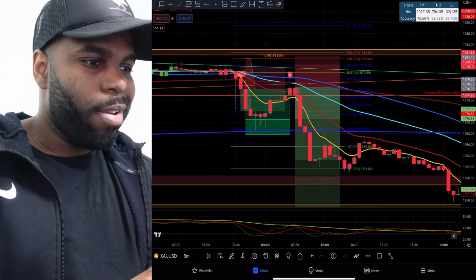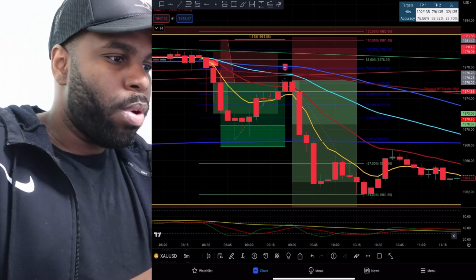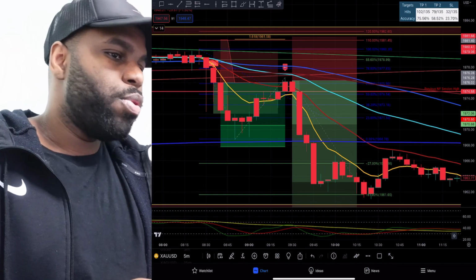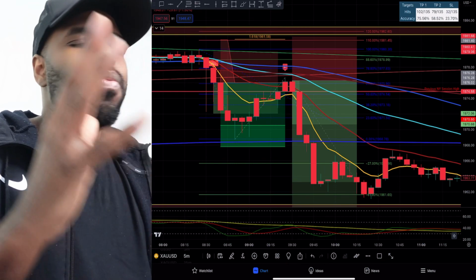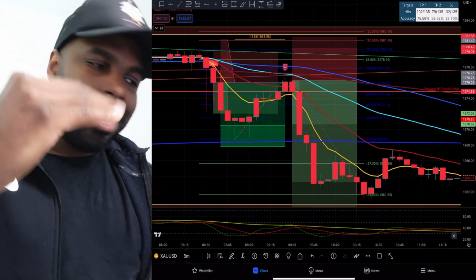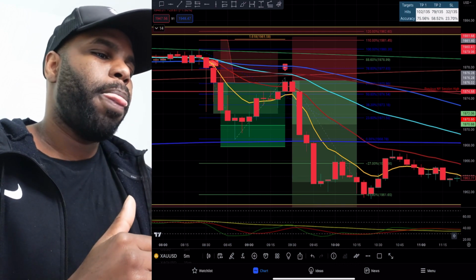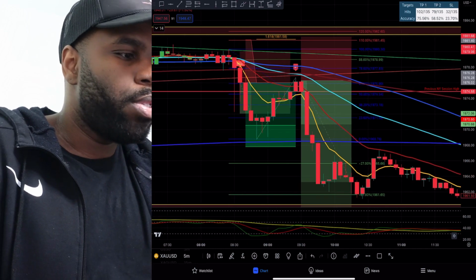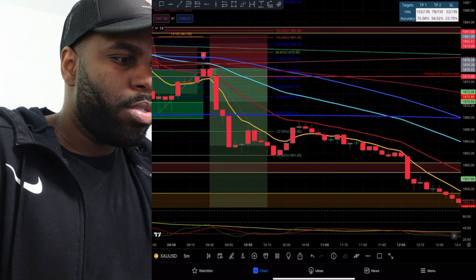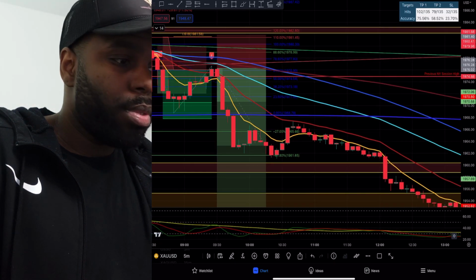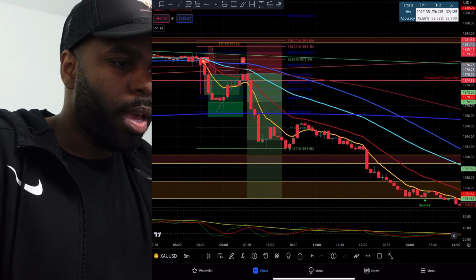You put your fibs on the pullback. As you can see, price came up to your 61.8 on your Fibonacci retracement tool, and you got an alert right on top of that. That would have been a perfect trade for you to get in. Perfect trade. That's why I got in on this trade, and this is the reason why I made a decent amount of money on this trade in one day.